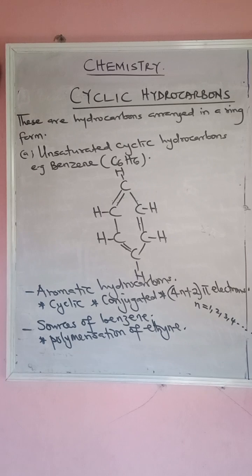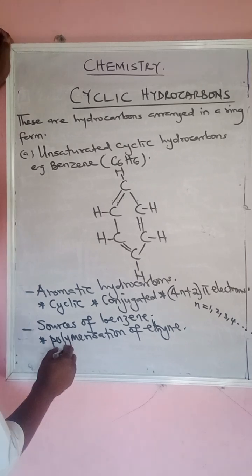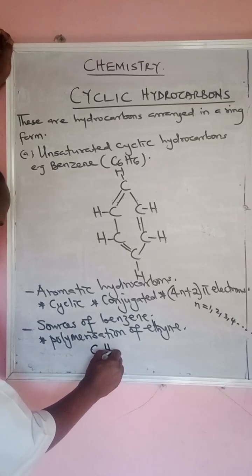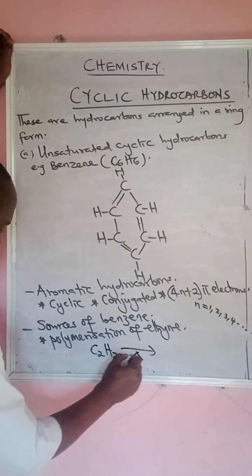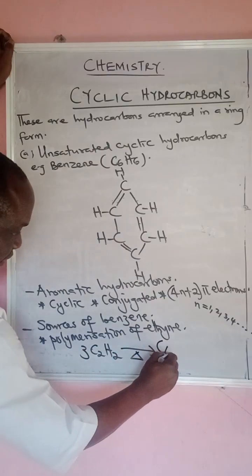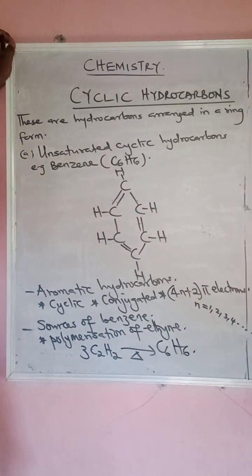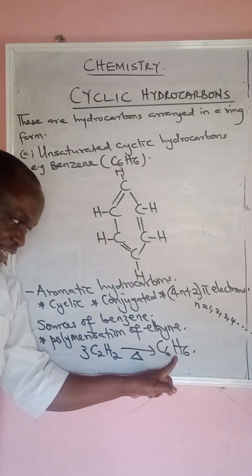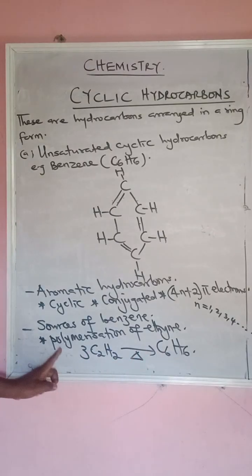Heating of ethyne in a red hot tube. Polymerization of ethyne, C2H2, when heated, will give C6H6, benzene. So the process of obtaining benzene from ethyne is known as polymerization. This is one of the sources of benzene.